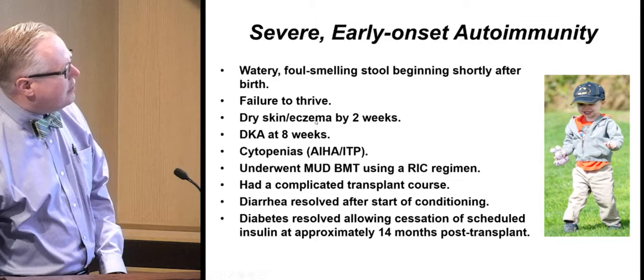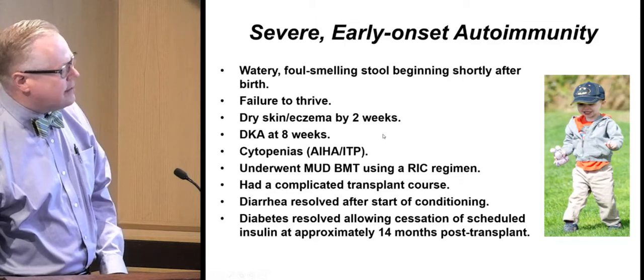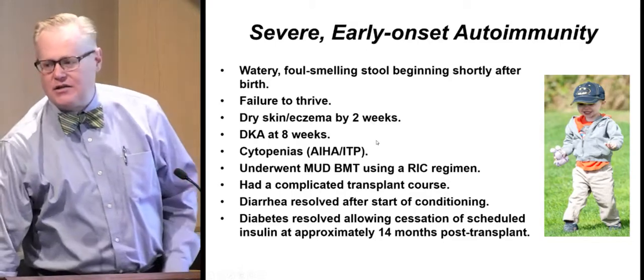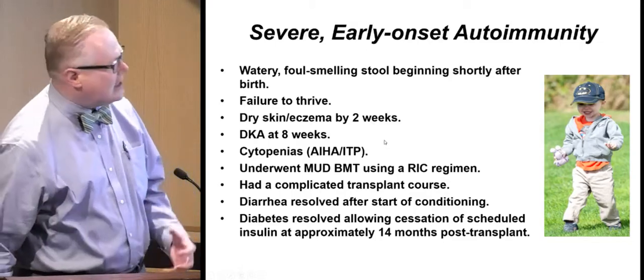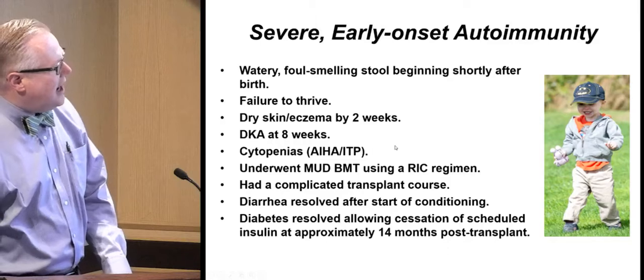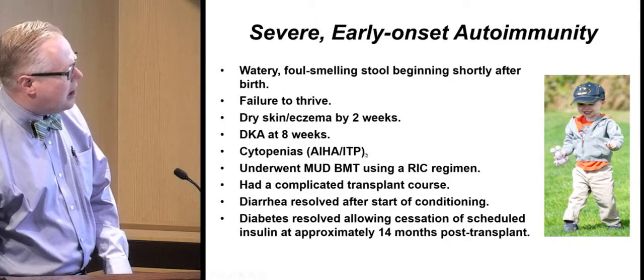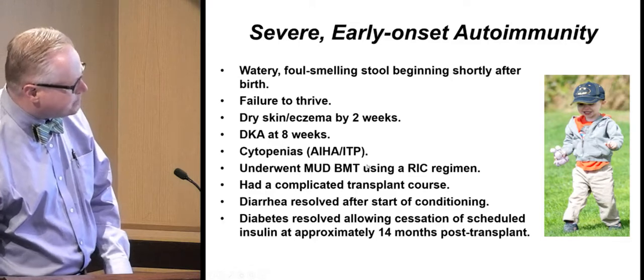He had failure to thrive. He had dry skin and eczema by 2 weeks of age. And he presented in diabetic ketoacidosis at 8 weeks of age, was hospitalized in the ICU, and he also then developed cytopenias, autoimmune hemolytic anemia and immune thrombocytopenic purpura.